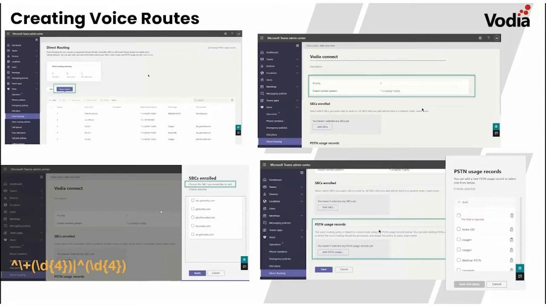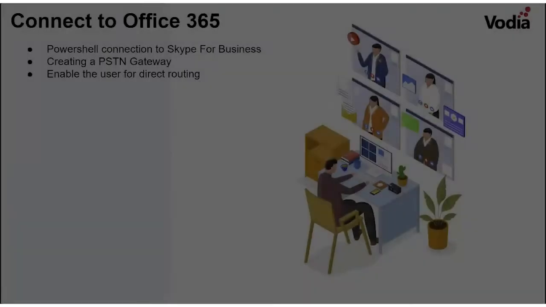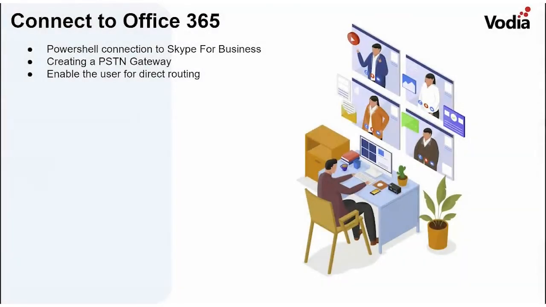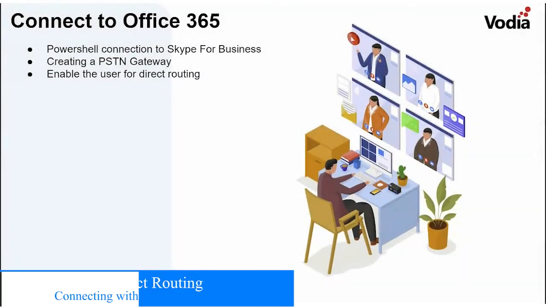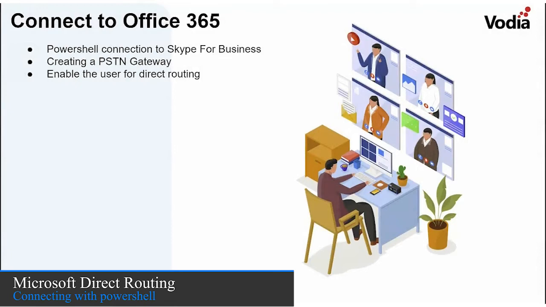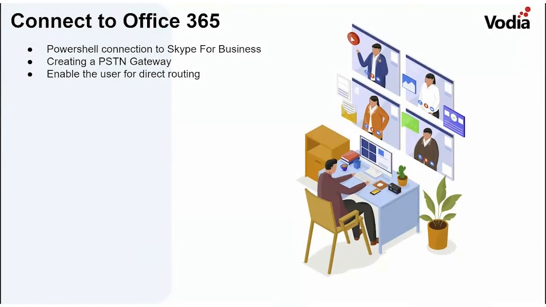All right, so connecting to Office 365, you will need a PowerShell connection to Skype for Business, creating a PSTN gateway, and enabling the user for direct routing. One of the last steps would be enabling the user to use direct routing. Creating a PSTN gateway, we've already done that. That's already available on the Teams GUI and doesn't need to be set up on the PowerShell, which is great for everyone.